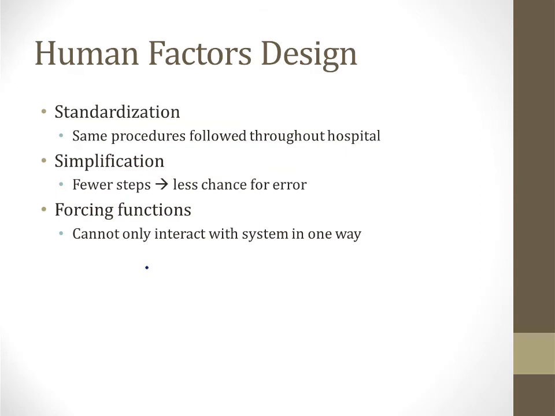So, some of the processes that fall under human factors design include standardization. So, humans like to do the same thing over and over. So, your hospital employs standardization so that the same procedures are followed everywhere. This will reduce mistakes. If you have one set of procedures on the first floor and a different one on the second floor, this makes it more likely that errors will occur. Another human factor design is simplification. So if you employ fewer steps, this leads to less chance for error. And then finally, we talked about forcing functions. If humans can only interact with the system in one way, this will force them to act with it in the safest way possible or the proper manner.